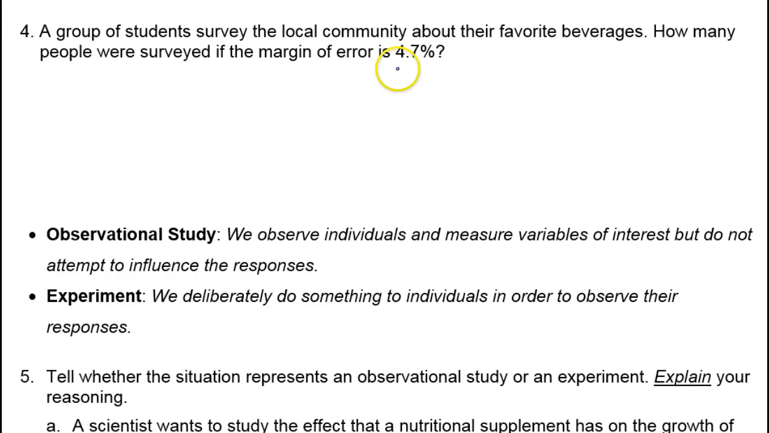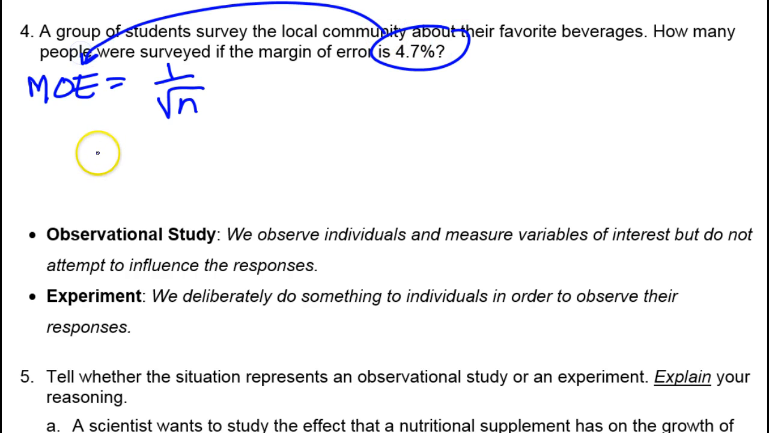So again, you're given the margin of error. Okay, so we know that the formula for margin of error goes like this. Margin of error is equal to 1 over the square root of people. Again, I am not going to put 4.7 in for the MOE. What am I going to put instead?